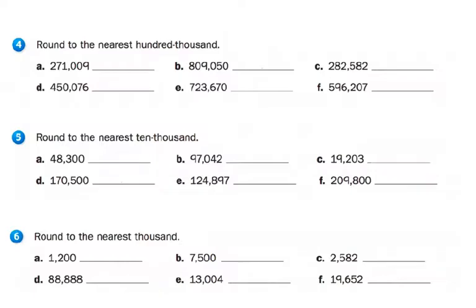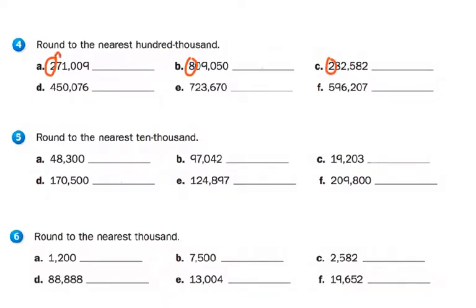So in number 4, it says round 3 you're going to do on your own. We're going to skip down to number 4. You're going to round to the nearest 100,000. So the first thing I'm going to do is probably, so I don't forget, circle the number in the 100,000s in all of my problems.